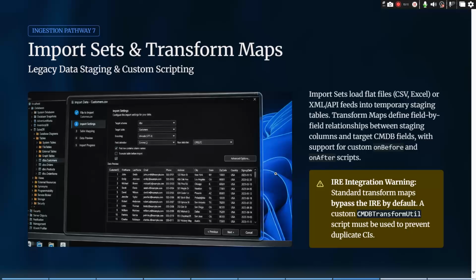And the last part is our import sets and transform maps. It's a manual thing where we upload using CSV or Excel through an import set and transform map. The main important thing here is that a transform map will override the IRE rule. For the Identification and Reconciliation Engine, it doesn't work on transform maps. So for that, we create an onBefore script to execute this import set and transform map. So this is the only thing in import sets and transform maps.